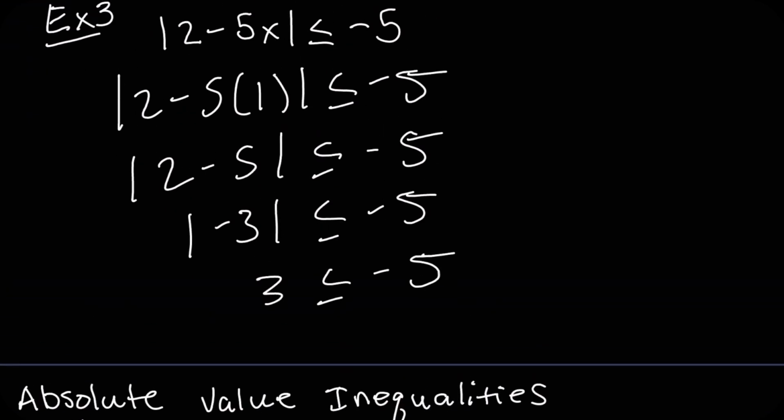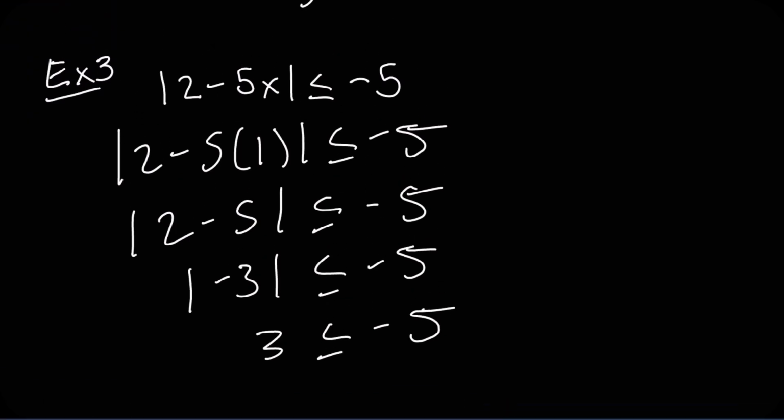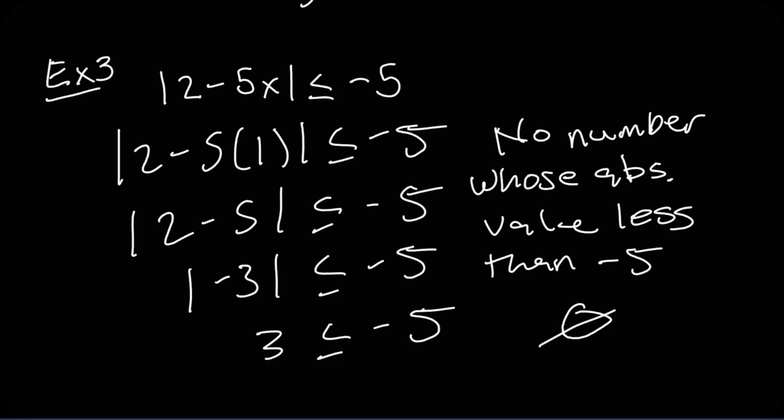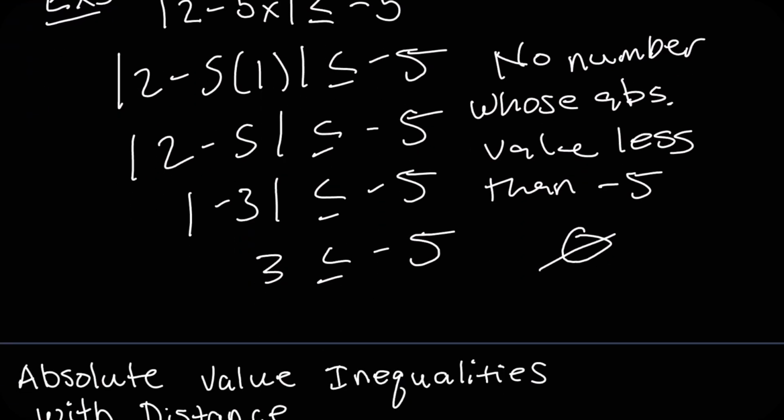So it doesn't matter what number we plug in here, the absolute value is always going to be positive. So let's say no number has an absolute value less than negative 5, or we can just say no solutions here.